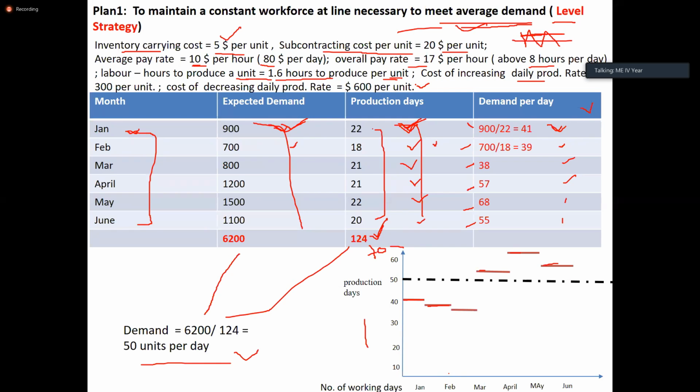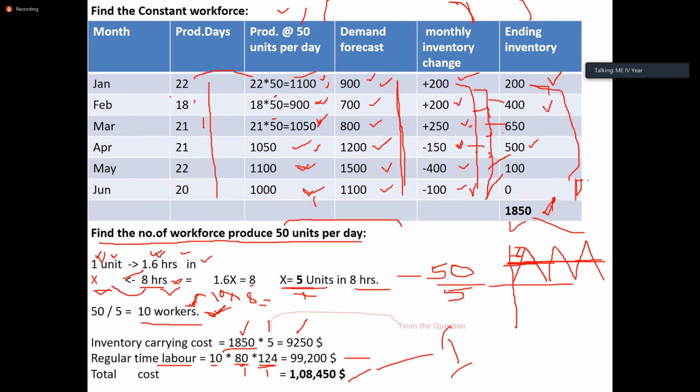per unit? So that is 600 from the question. The production rate is cost of the decreasing daily production rate. I have to pay 600 per unit. Now, if I increase the production rate per day, I have to pay 300. Okay, it means if I have to pay, if I reduce, if I remove, I have to pay per unit 600, something like that. Okay.